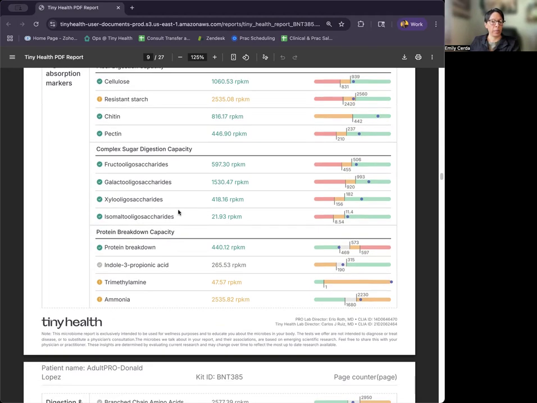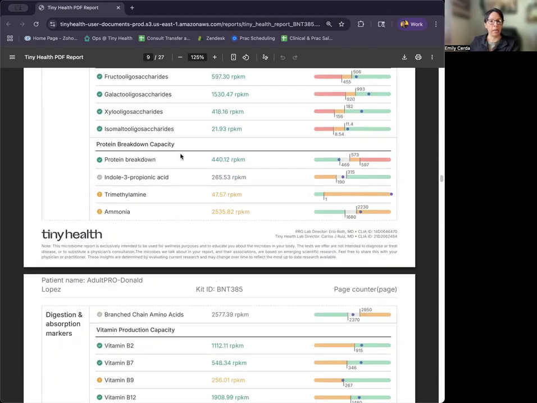Further down, you'll see complex sugars and then protein digestion as well. So we have TMA and ammonia here. We have some ammonia production being shown.